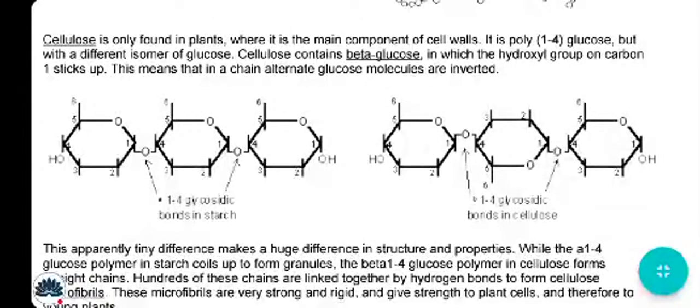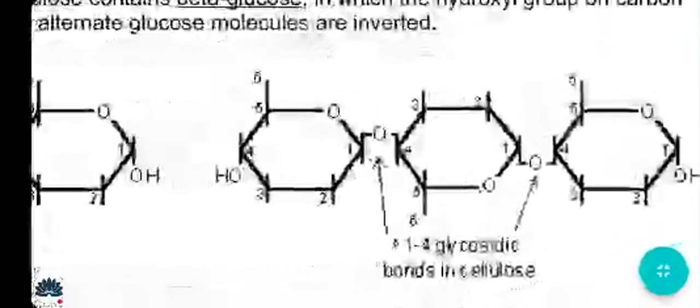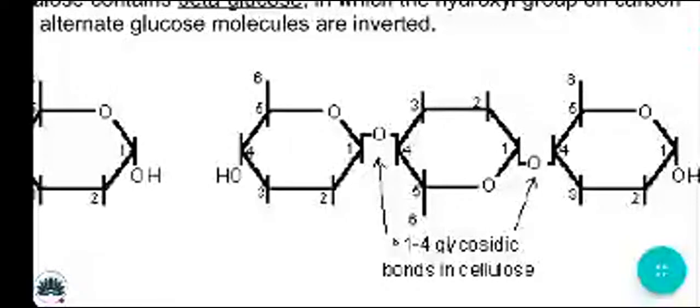Yeah, that's the example. That was a great hint. Even I have read the sentence completely. This means that in the chain, alternate glucose molecules are inverted. All right. Why is it inverted? Okay, now this is the question. Why is it inverted?